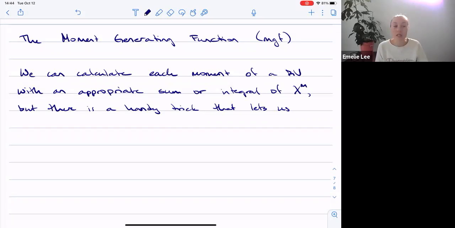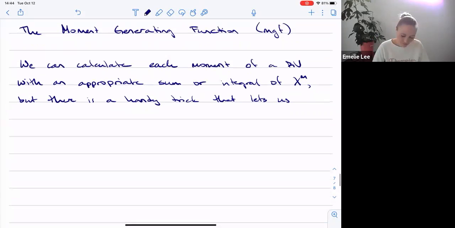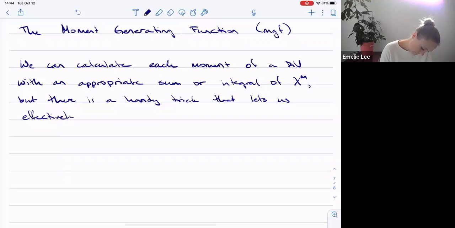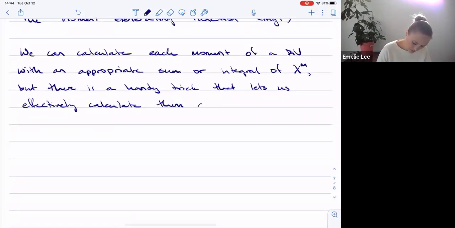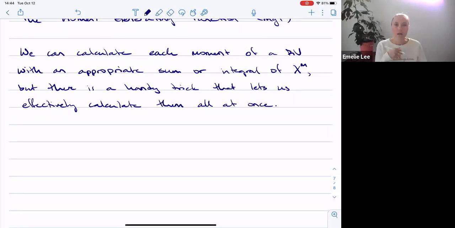I say effectively because it's going to require a little bit of work each time, but way less work than integrating each one individually, or finding the sum. I actually prefer integration, but we don't get to decide. The function decides. So that lets us effectively calculate them all at once.